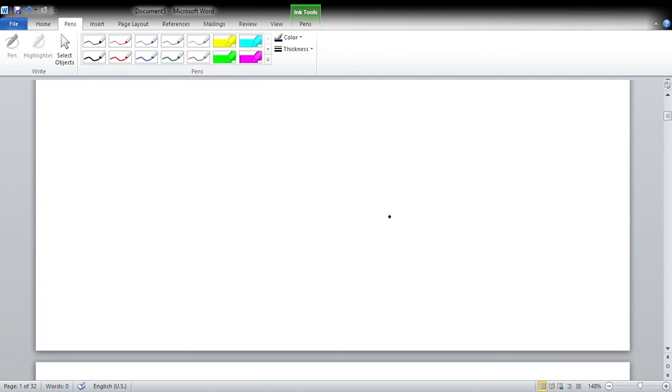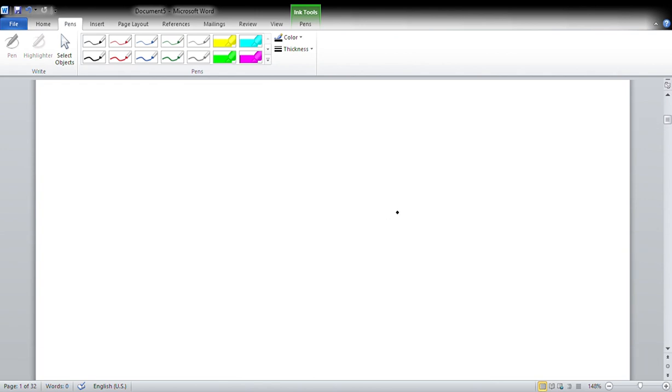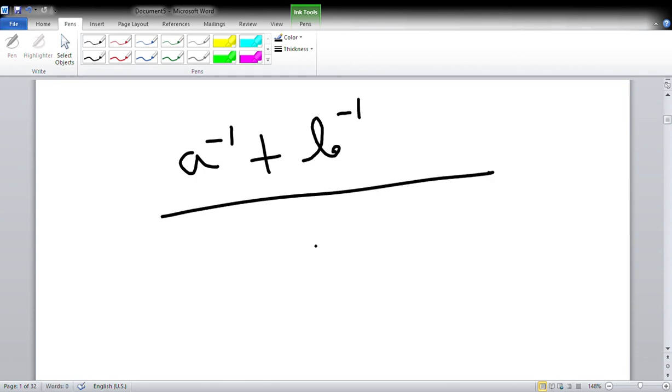Now go to the next problem. What is the next problem? a to the power minus 1 plus b to the power minus 1, divided by ab to the power minus 1.